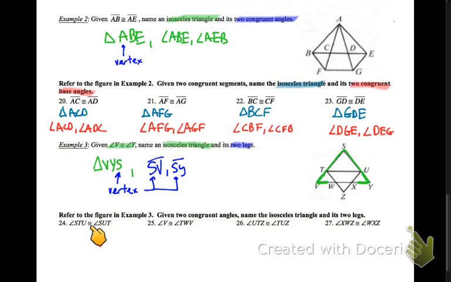Okay? So I'll do number 24 with you. The vertex of this base angle is T. The vertex of this base angle is U. So the vertex of the triangle, the vertex angle, has to be at S. It's the one that does not have the vertex there. So we can say that this is triangle STU. The diagram supports this. I hope that you see that. And then the other two sides will be ST and SU. Those two sides will meet at S and U. Go ahead and finish 25, 26, and 27.